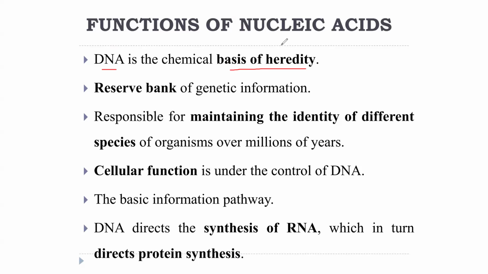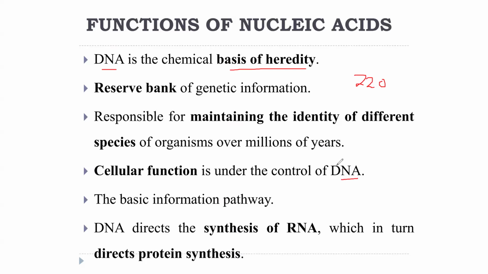And then cellular function is under the control of DNA. So all the function of any cell in our body, we have like 220 different cell types, like brain cells, kidney cells, eye cells, skin cells, pancreas cells. All of them are different cells, but they are controlled by DNA.